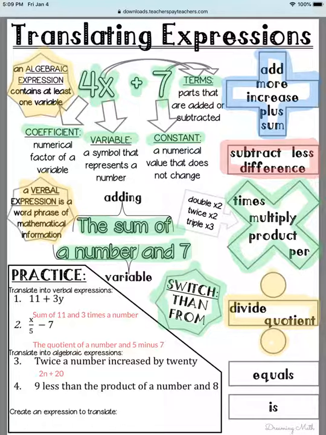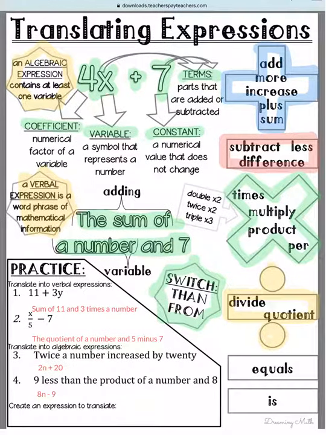Number 4, 9 less than the product of a number and 8. 9 less means that we're going to be subtracting 9 from the product of a number and 8. So I wrote 8n minus 9. And again, since I didn't know the number, I like to call it n.